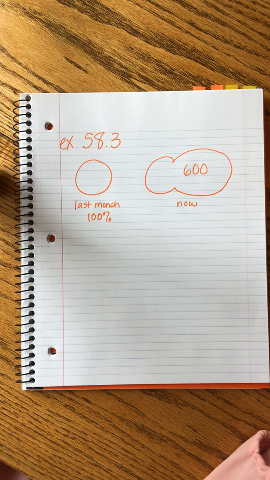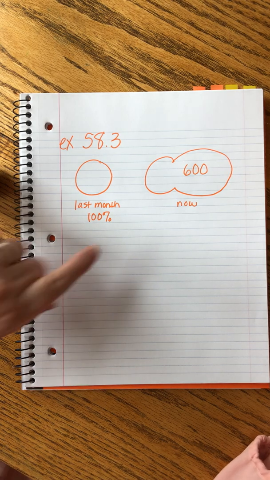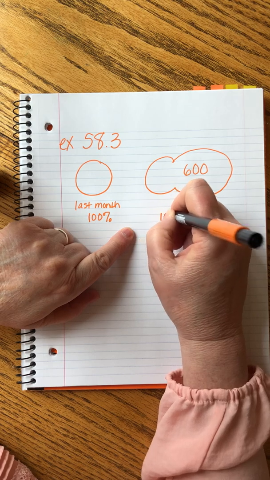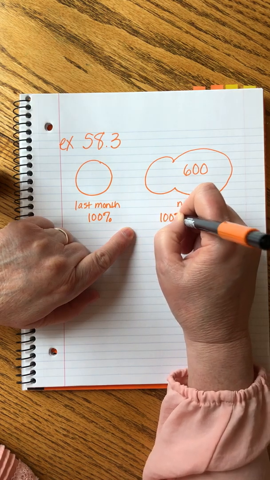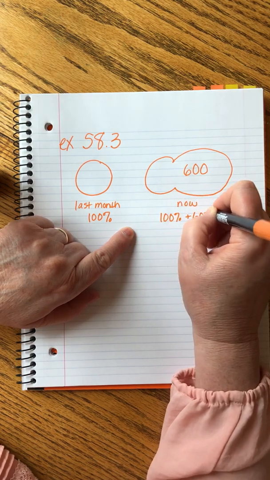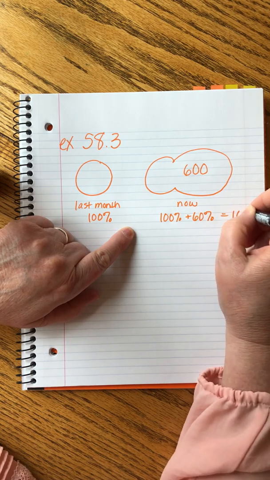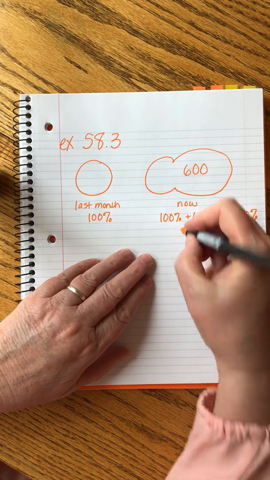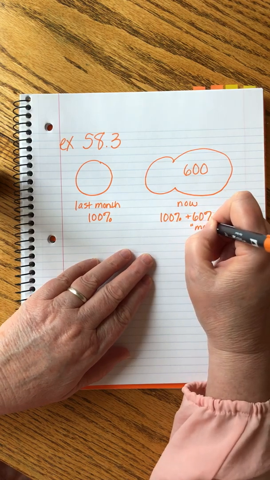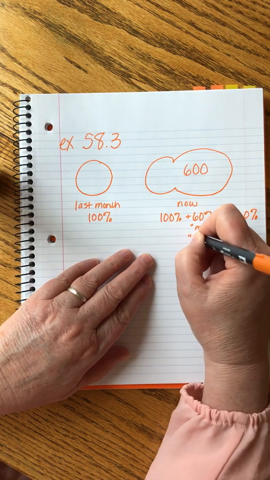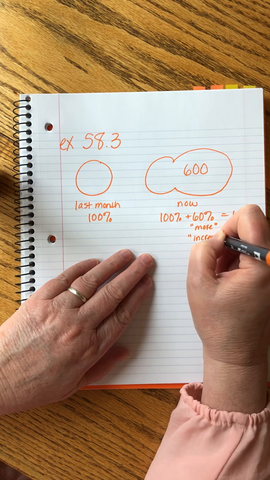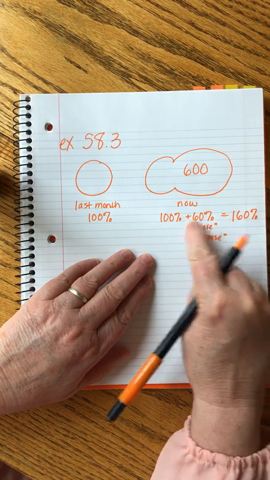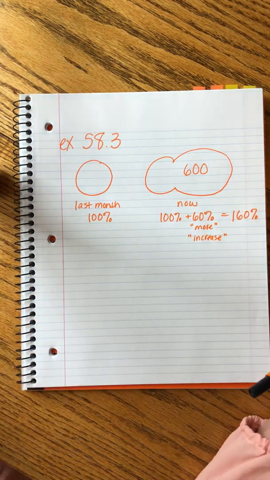All right. It's 60% more than they hid last month. So the percentage is the 100 from last month plus the 60% increase means the new number is 160%. Ooh, you have to be careful about that. This is the more or the increase. Those are words that tip you off that it has to be added to 160.